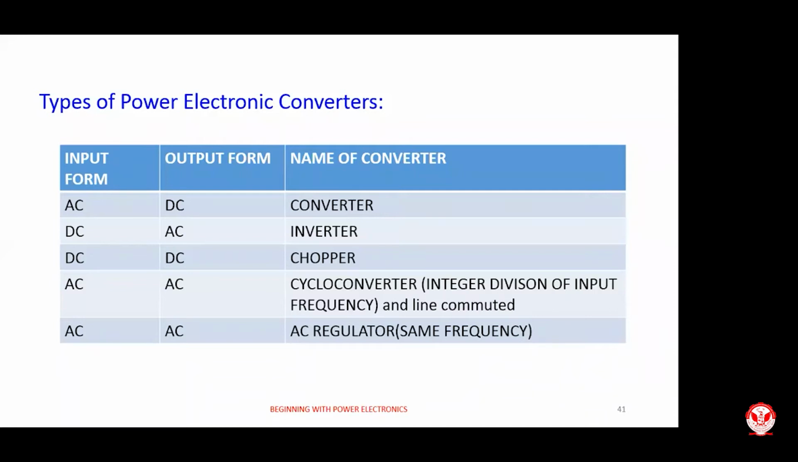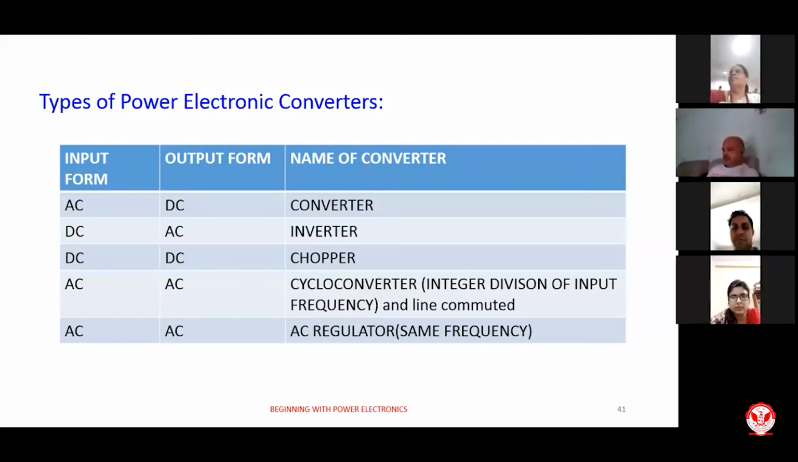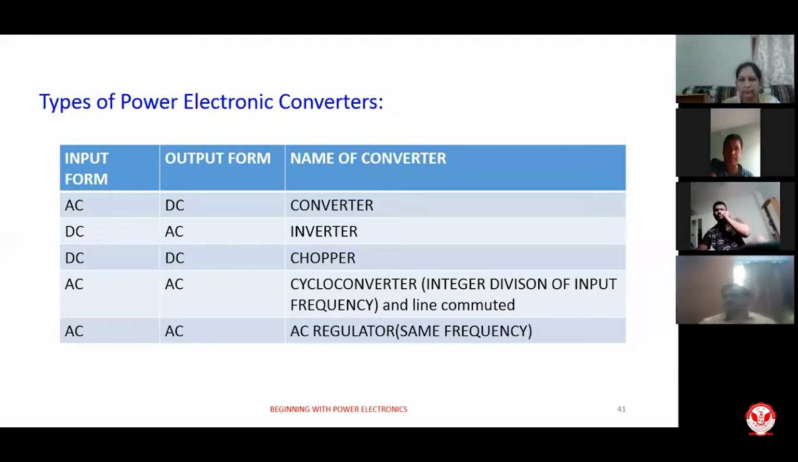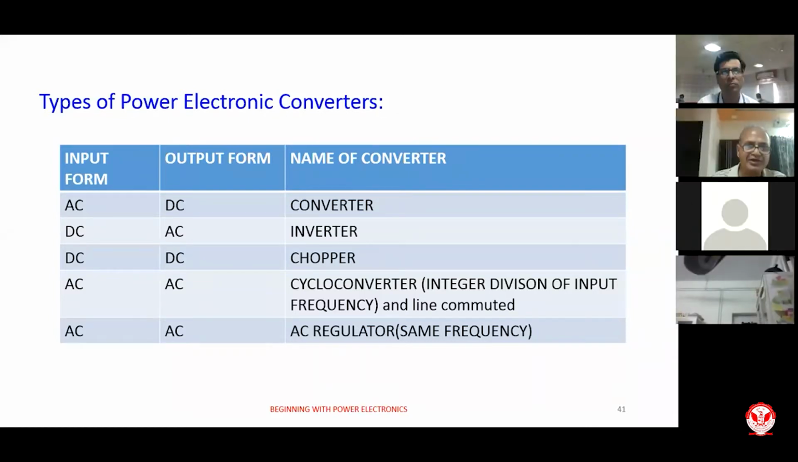These days these converters have disappeared. There appear to be some non-standard textbooks available in power electronics where they do not use line commutated switches, but they still call this a cycloconverter. But in my opinion, and as far as the standard texts are concerned, AC to AC converters where line commutation is used and output frequency is a sub-integer division of the input frequency are called cycloconverters. Anyhow, such converters are rarely used these days.